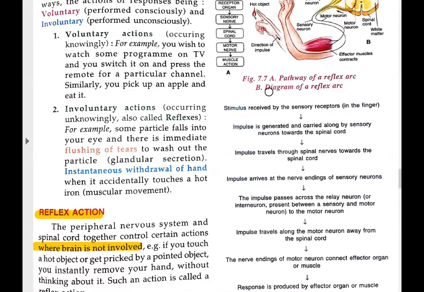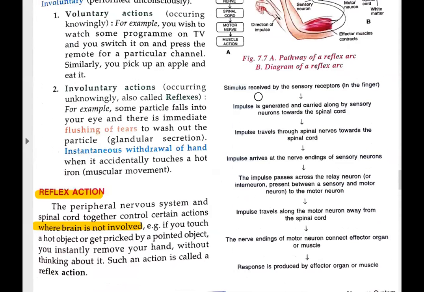Understood? So this is the series of things which occur one by one. Okay, you can read, one person can read these points, it will be a kind of revision.